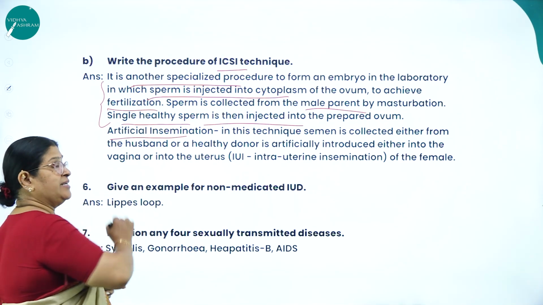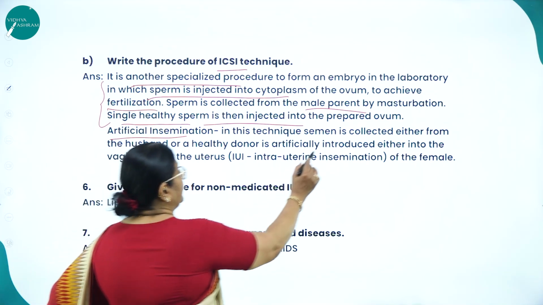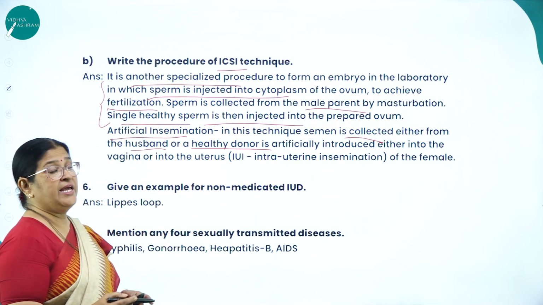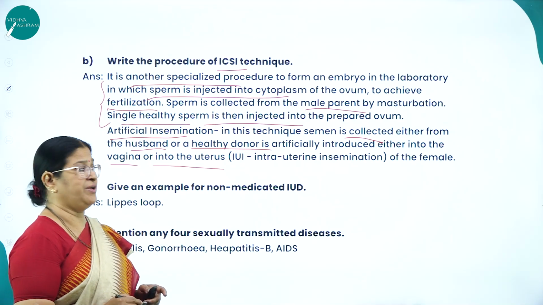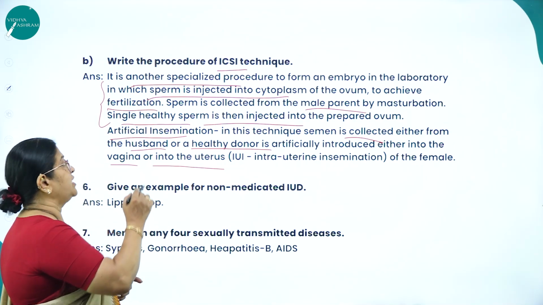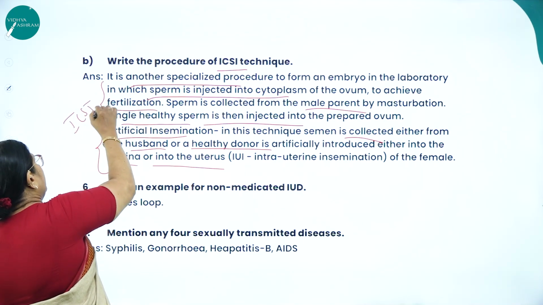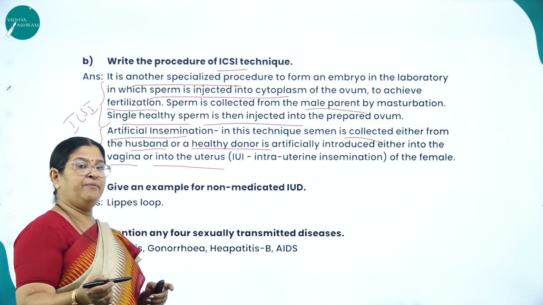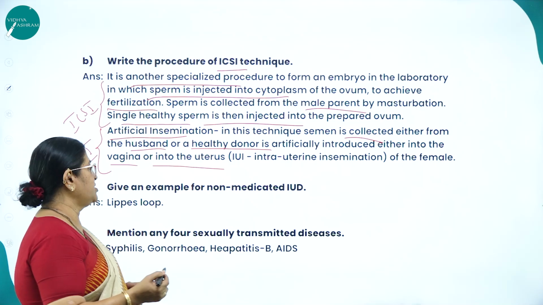Then AI, that is artificial insemination. In this technique, semen is collected either from the husband or from a healthy donor, and is artificially introduced into the vagina or into the uterus of the female. So this is also another important ART. This is ICSI and this is AI. Already we discussed IVF-ET. Then GIFT, that is gamete intrafallopian transfer.